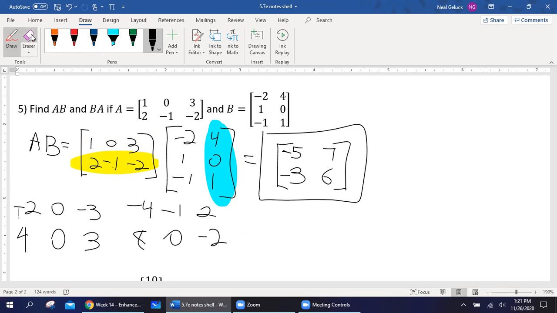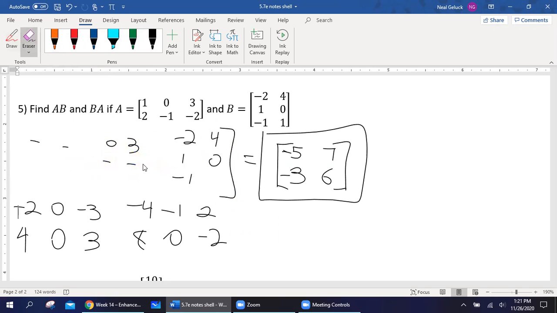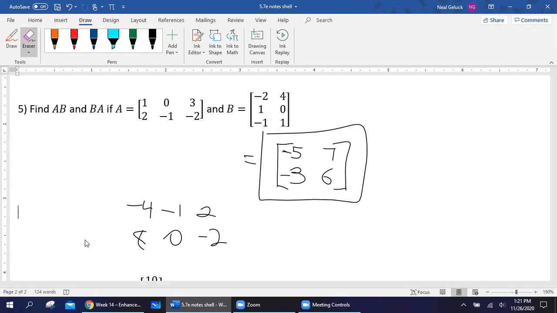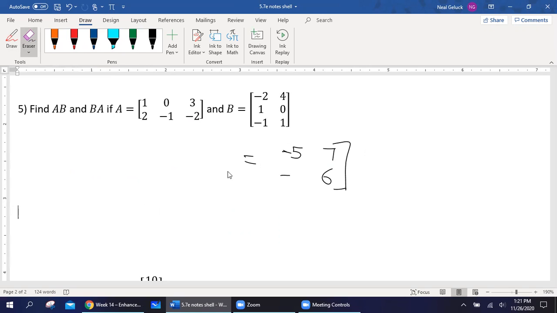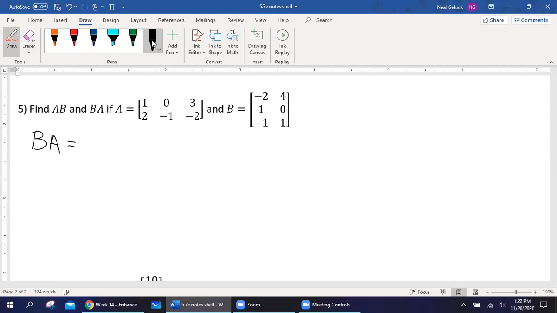All right, now it wants B times A, which again does not necessarily mean it's going to be the same thing, and this one's not. And what's weird about this one, when I do B times A, it's not even the same size matrix for the answer. So B times A.